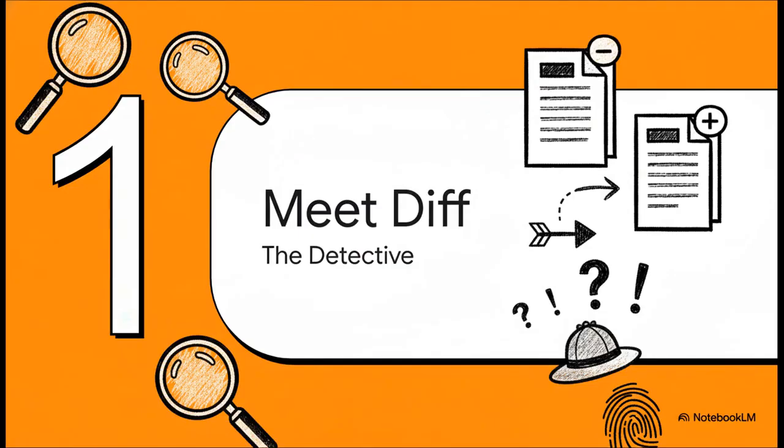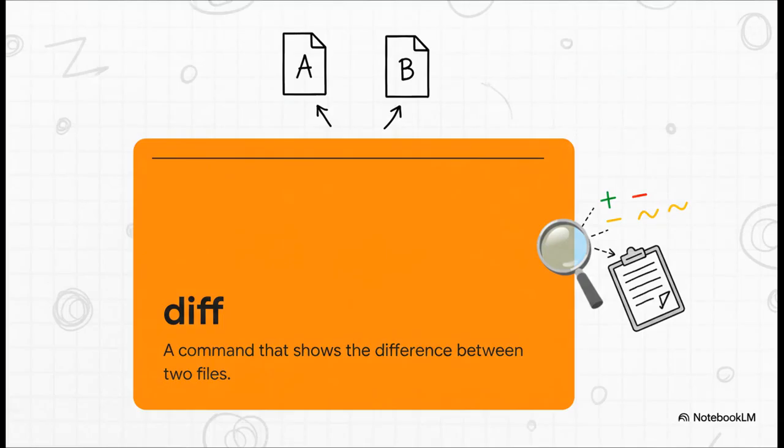And that better way starts with our first tool. I want you to think of it like a detective. Its whole job, its only job, is to hunt down every single difference, no matter how tiny. And its name is Diff. So what exactly is Diff? Well, it's a command line utility that does one single thing absolutely perfectly.